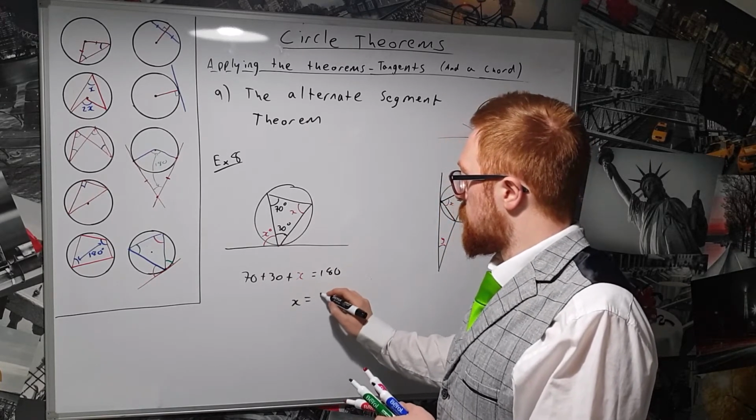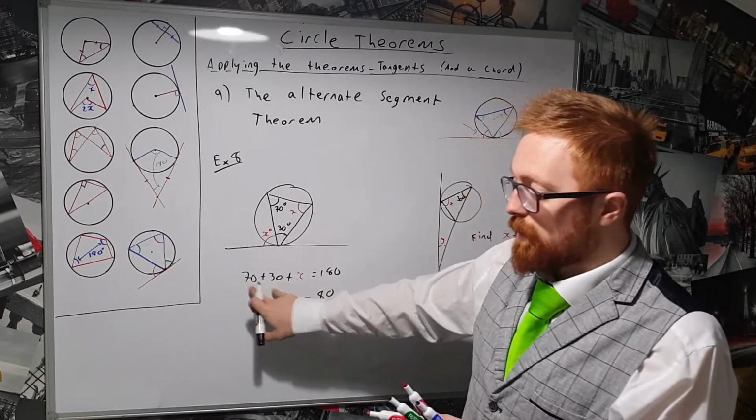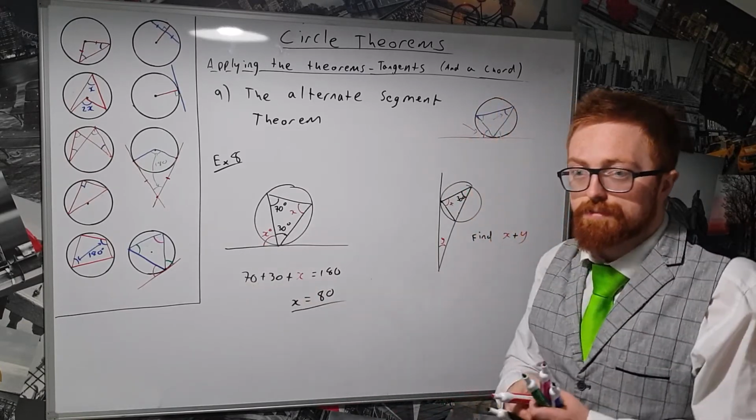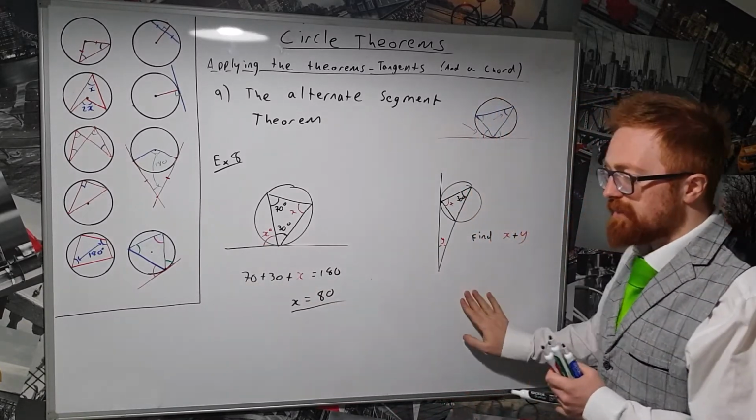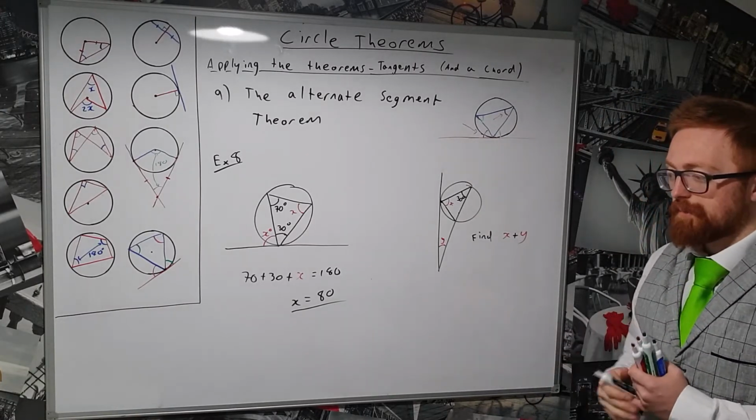So then x is equal to 80 degrees. If we take away the 100, we get 80 degrees. Okay, now let's have a look at this one. Now this one is a little bit trickier.